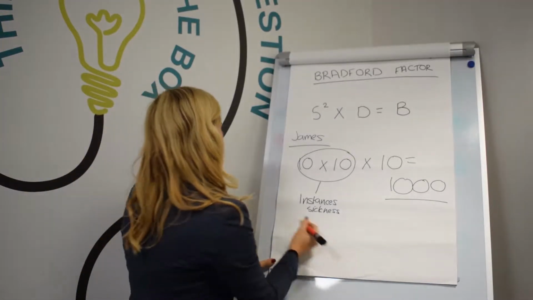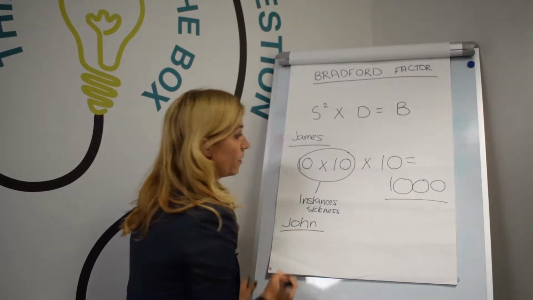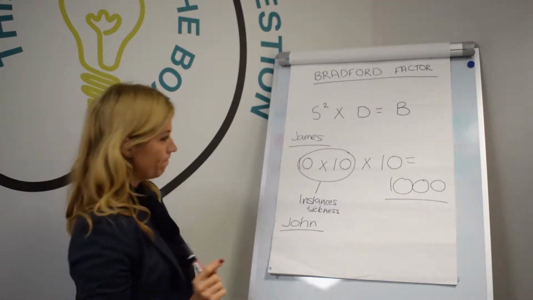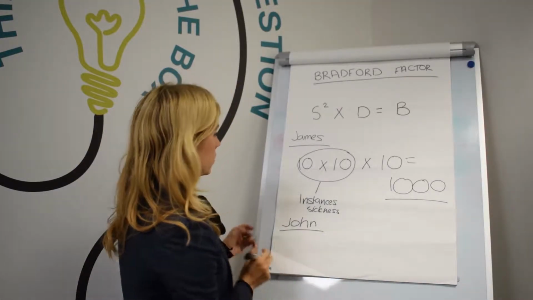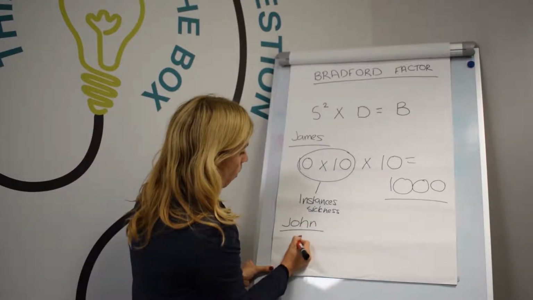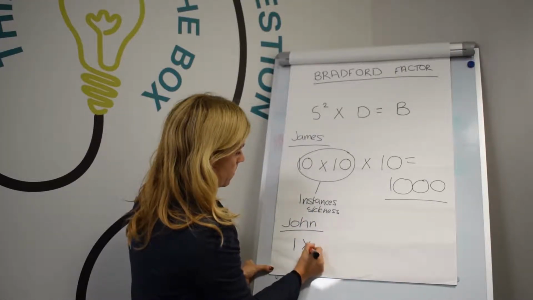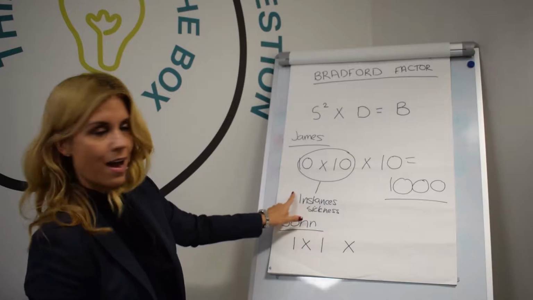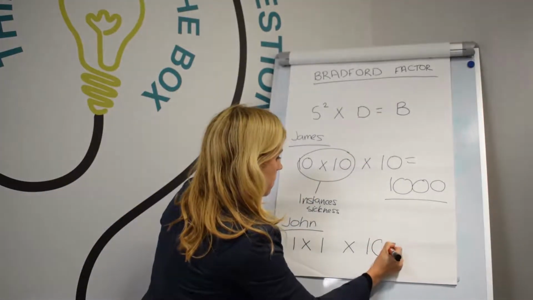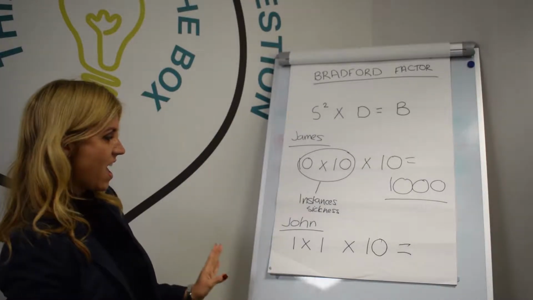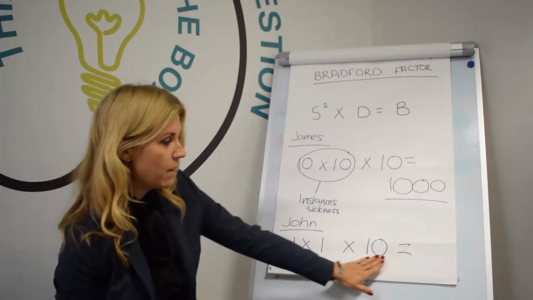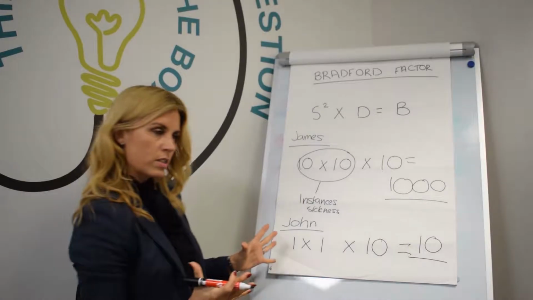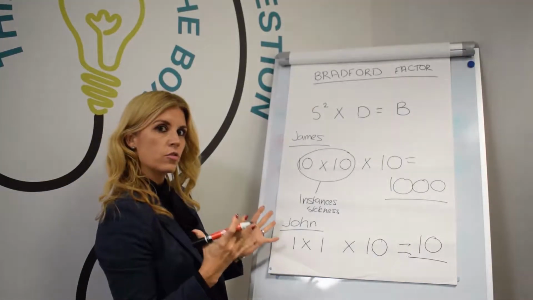Whereas John, for example, has been off for 10 days as well, but he's only been off once, because unfortunately he broke his arm. So John had to take some time off to recover. So John had one instance of sickness, so that is 1 times 1. And he was off for the same amount of time as James, so times 10. Again, I think my maths is right here: 1 times 1 is 1, times 10 is 10. So that's a great way to explain the Bradford Factor and how it tackles short-term absence.